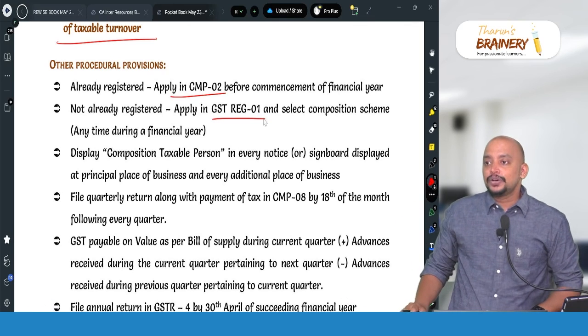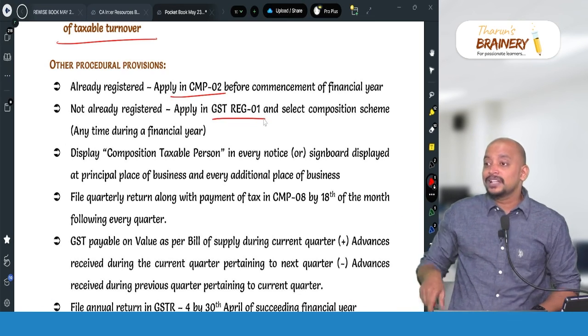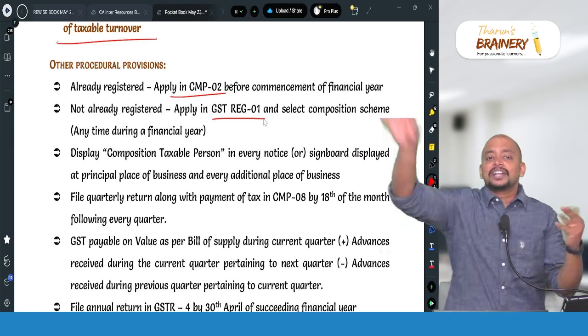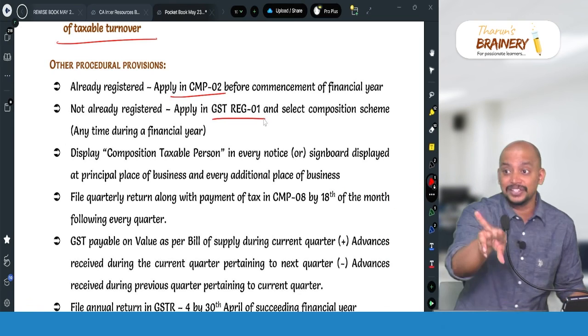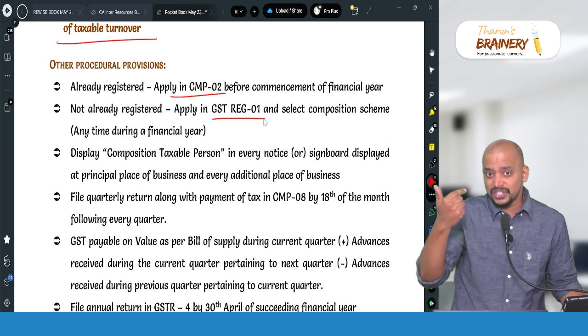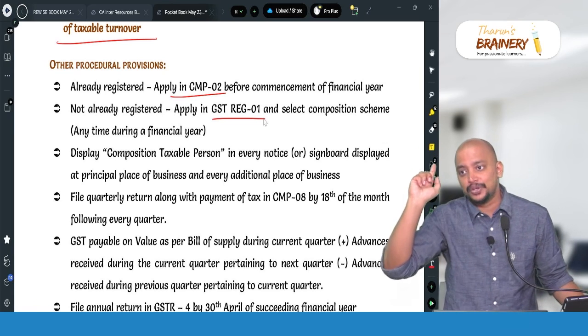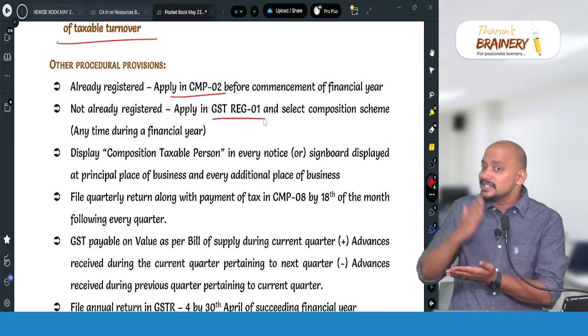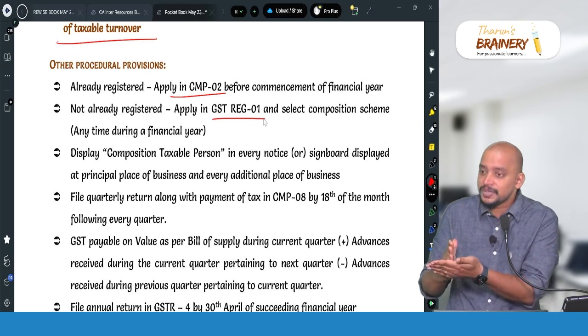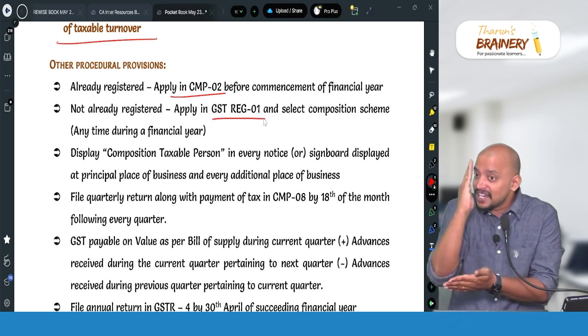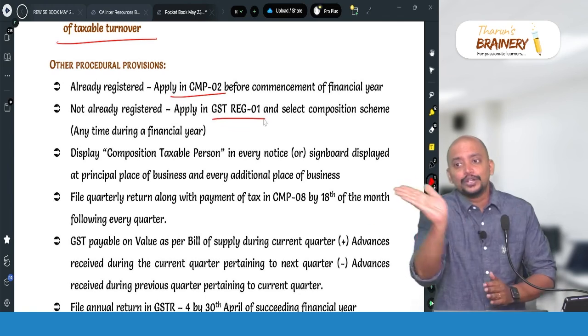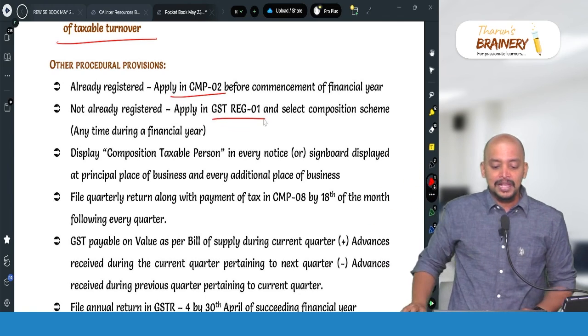So during the financial year, any time you can enter into the composition scheme if you are not a registered person, because in the registration application you will select the option as composition scheme. But if you are already a registered person, you need to wait till the commencement of the financial year. Once the financial year commences, then only you can go into the composition scheme.